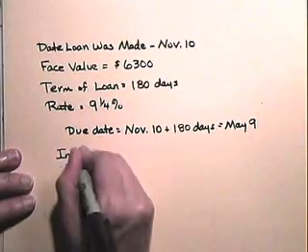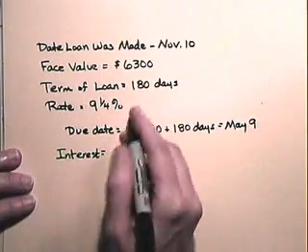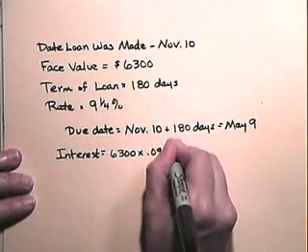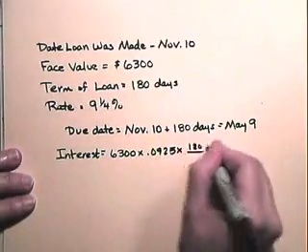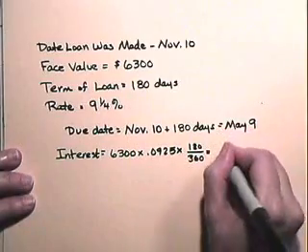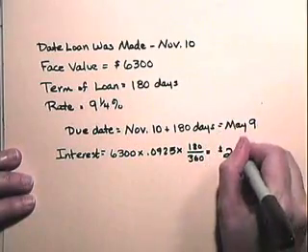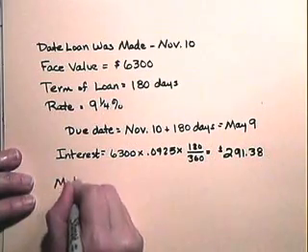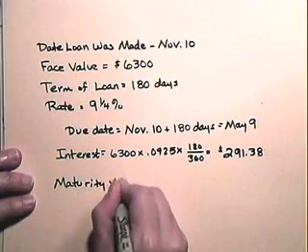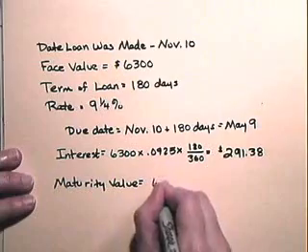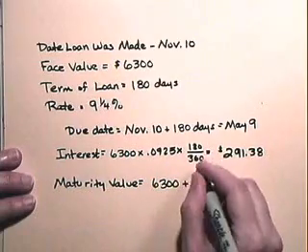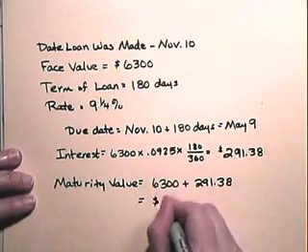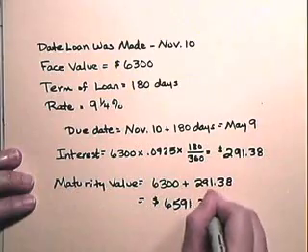The interest, of course, will be principal times rate times time using ordinary interest, which is $291.38. And the maturity value is the principal plus the interest, which is $6,591.38.